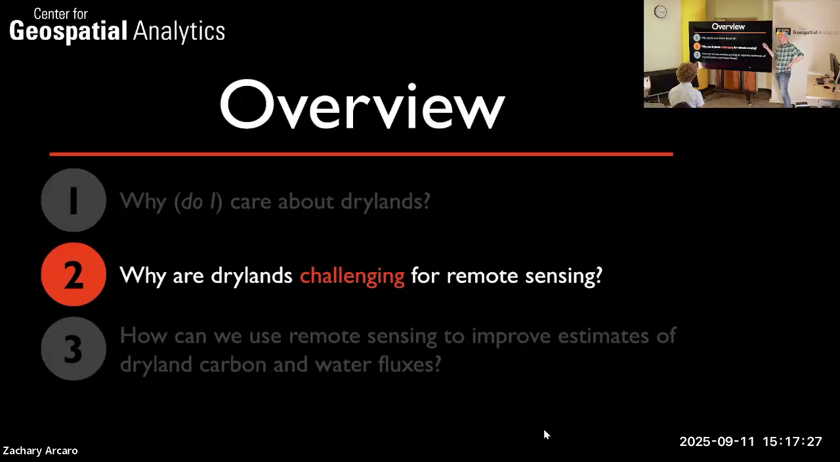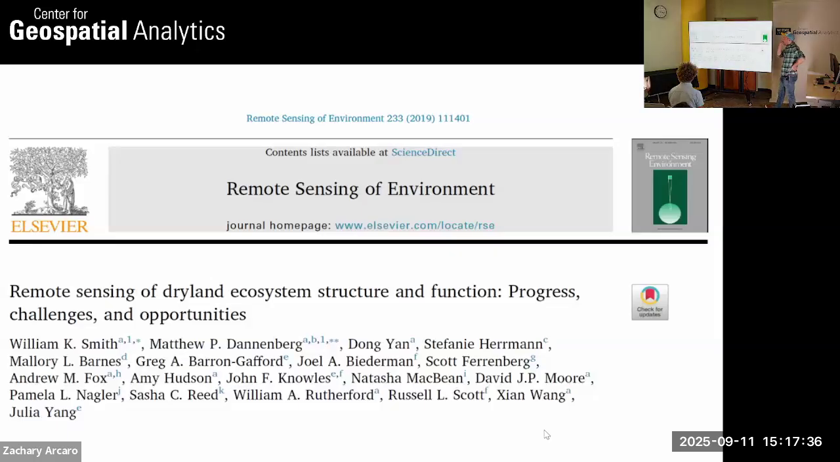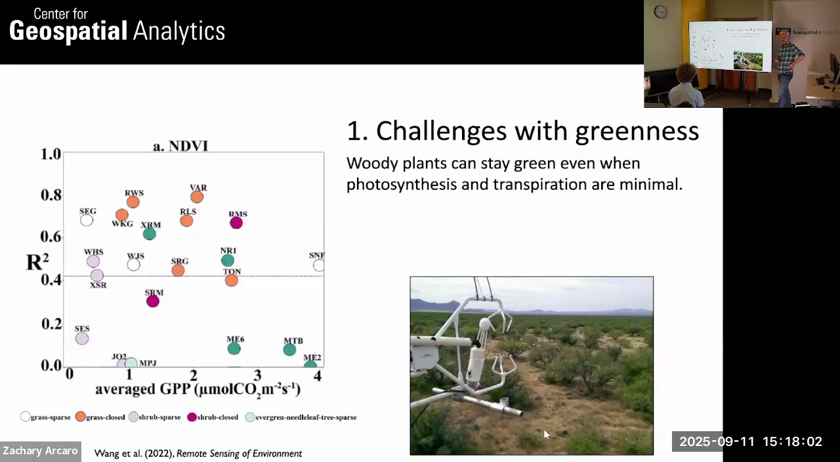Why are drylands so challenging from a remotely sensed perspective? That's what I'm going to talk about next, and then we'll talk about what we're doing to solve that problem. So a few years ago, Bill Smith at University of Arizona and I led a paper trying to conceptualize what we're doing well with dryland remote sensing, what we're doing poorly, and what we could do to solve the problem. I'm going to go through some of the challenges that we identified in that paper. And then what we've been working on a lot since then is trying to actually implement the solutions that we suggested might help.